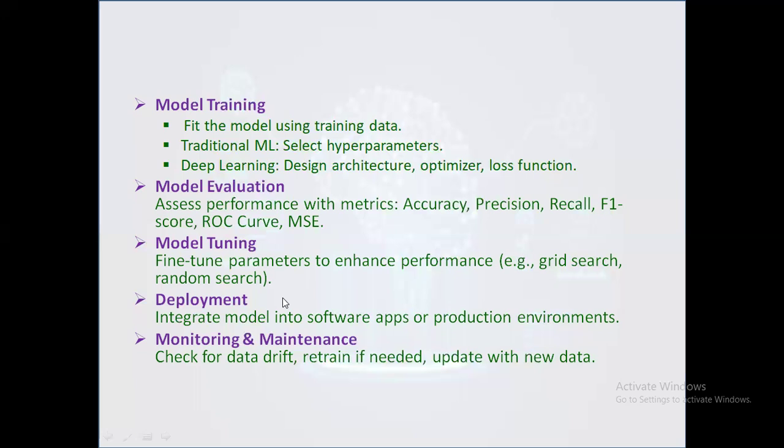Next, deployment. This is also a very important step. Once the model performs satisfactorily, it is deployed to a real world environment. This may involve integrating it into an existing software platform or building a new service that uses the model for real time predictions. Next, monitoring and maintenance. In the final stage, the deployed model is continuously monitored to ensure it remains accurate and effective. As new data becomes available or as the data distribution changes, that is, when data drift occurs, the model may need to be retrained or updated.